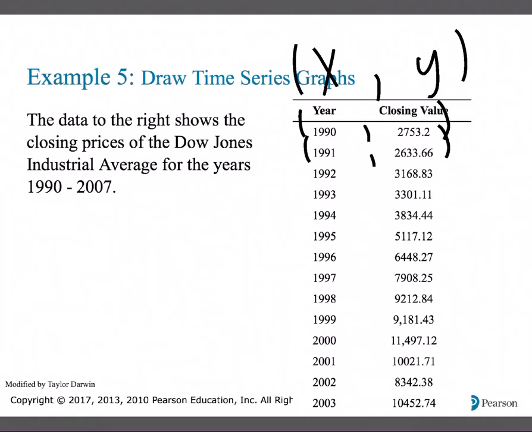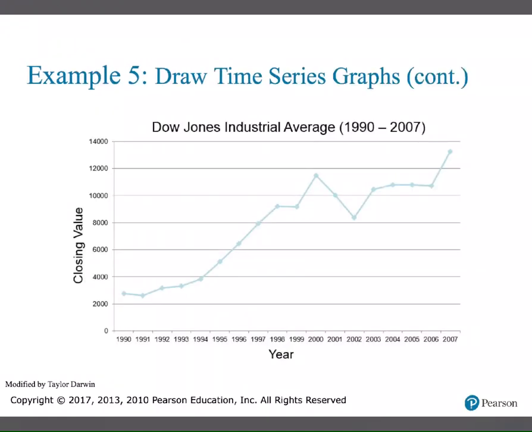So for each of these, we have an X value, Y value, X value, Y value, right? We're going to keep going until we plot every single one of these points, and the graph is shown on the next slide. So it can kind of show growth from year to year, right?